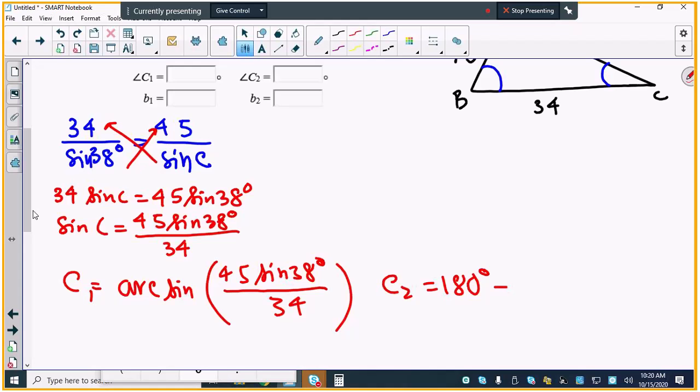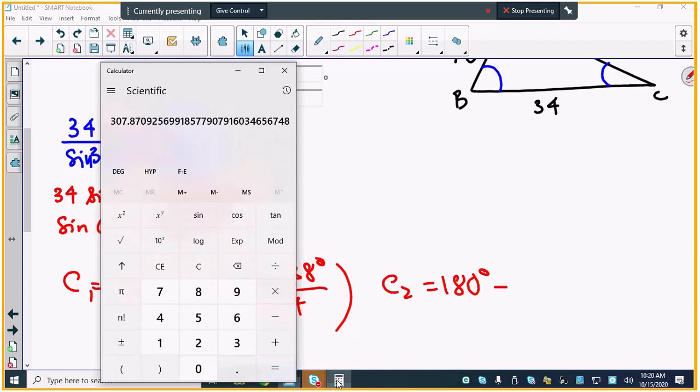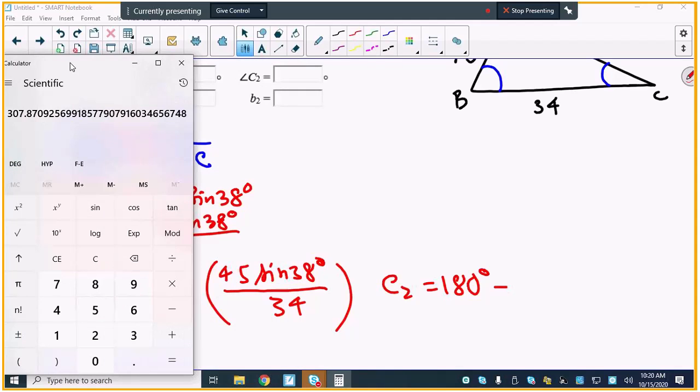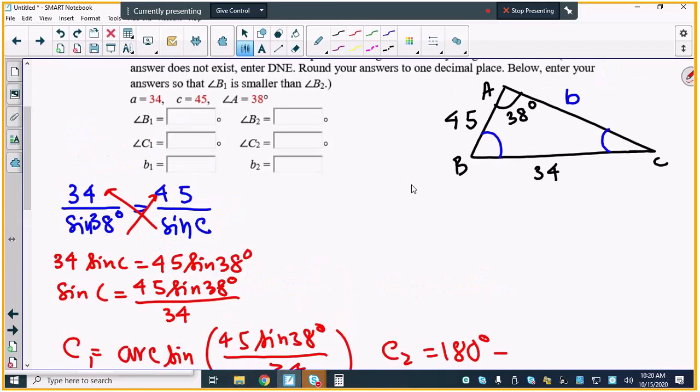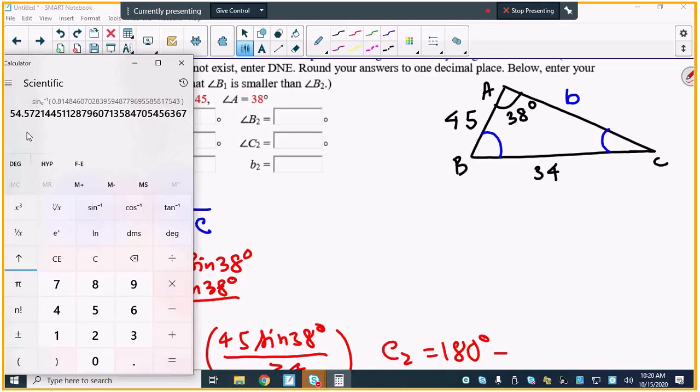And we're going to check which one of them is nice and which one of them is not nice. So let's work it out. I have 38 degrees. I take the sine ratio of that, and then I'm going to multiply that by 45 and divide that by 34. And then take the inverse sine of this thing. So this question was asking me to round your answers to 1 decimal place. So if I round this angle to 1 decimal place, I get 54.6 degrees.